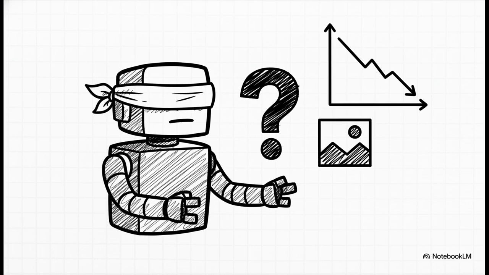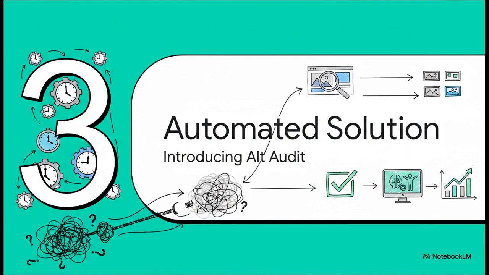I mean, if you don't provide alt text, search engines are basically blind. They have no idea what your images are, which means you are missing out on tons of valuable traffic from image searches. So, fixing this across hundreds, maybe even thousands of images, that sounds like a total nightmare, right? Manually going through everything? Well, it doesn't have to be.